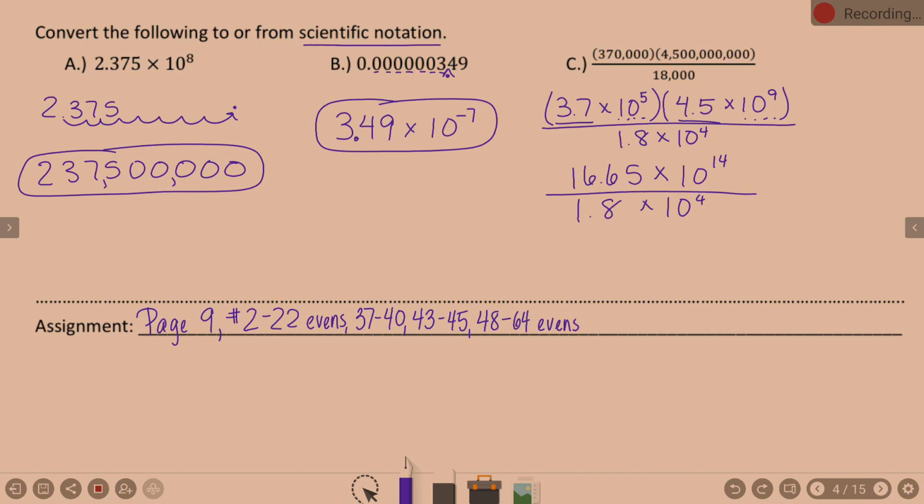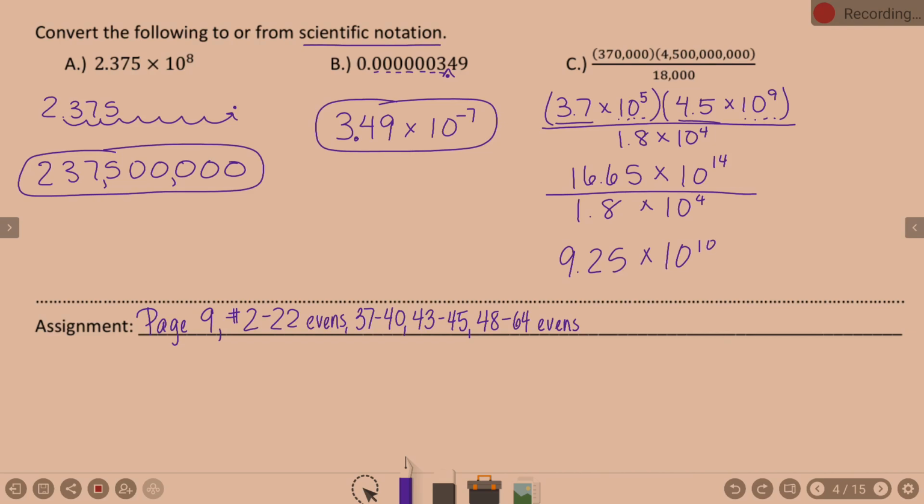Now, you're dividing scientific notation. So kind of like how we multiplied the like pieces, now we're going to divide the like pieces. 16.65 divided by 1.8. That's where I'd say use the calculator again. 9.25. 10 to the 14th divided by 10 to the 4th is 10 to the 10th. Subtract, the bases are the same. You're dividing, so subtract: 10 to the 10th.